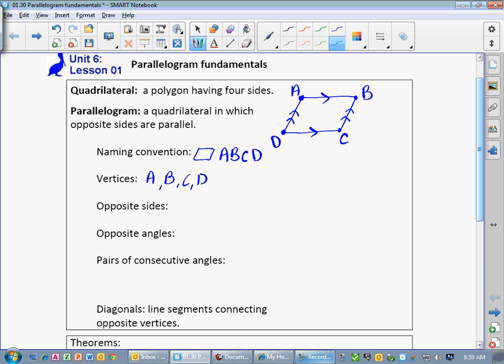Opposite sides are just what they sound like. They're opposite. So AD and what's opposite from AD? BC. And then we have another pair of opposite sides, top and bottom, so AB and DC. Opposite angles, same idea. They're opposite. So angle A and angle C are opposite angles, and angle B and angle D are opposite angles.